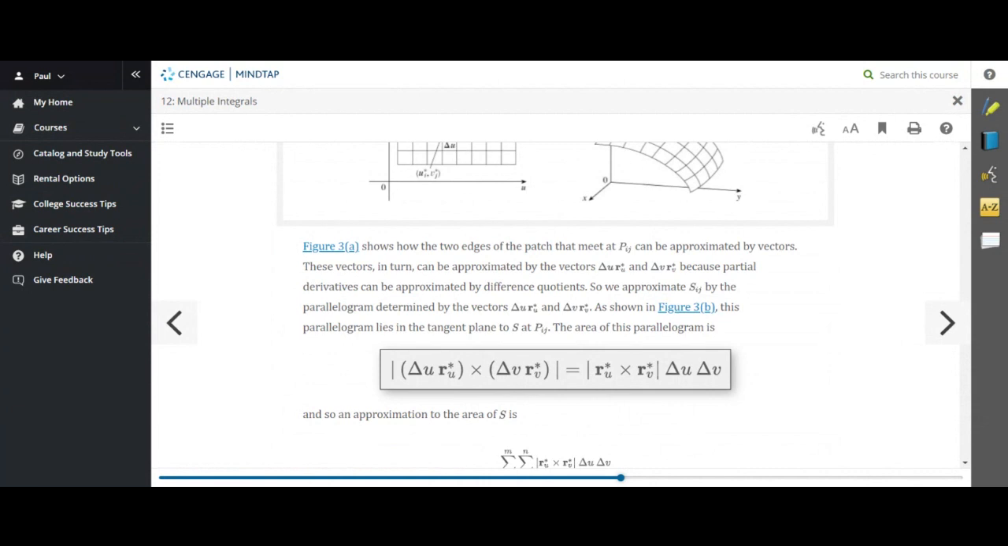How many of you recall that back from section 9.4 when you learned about the cross product? How many recall that?